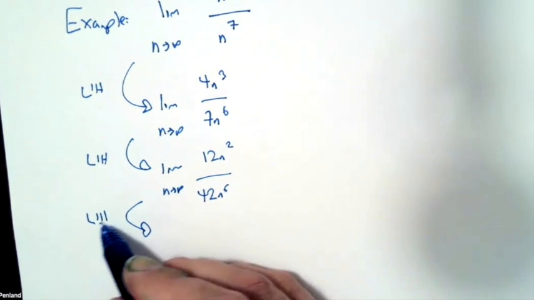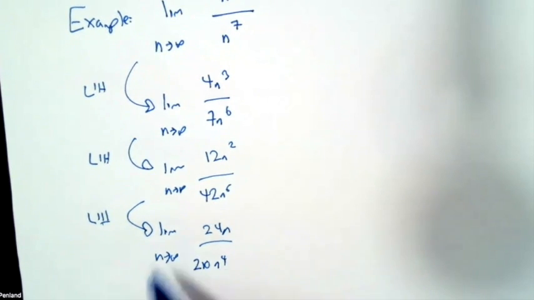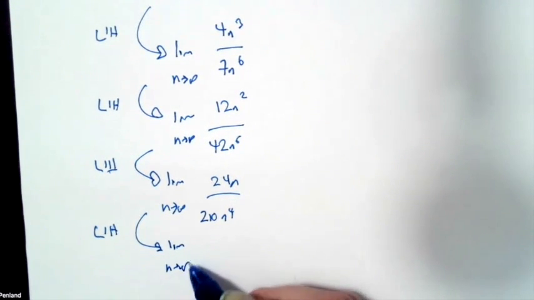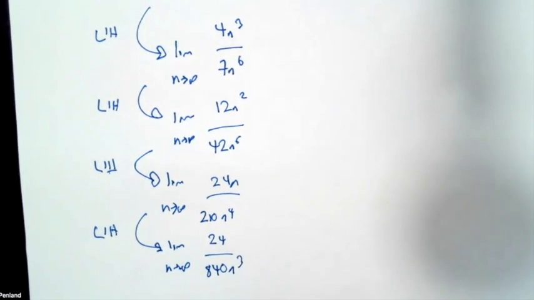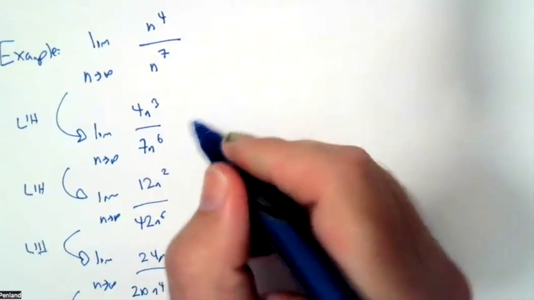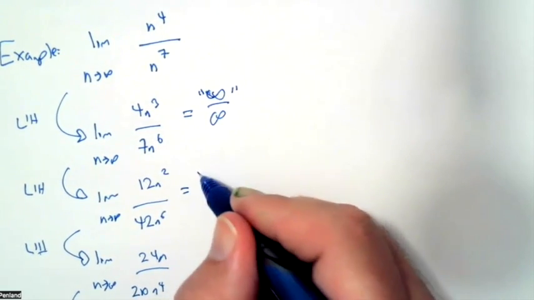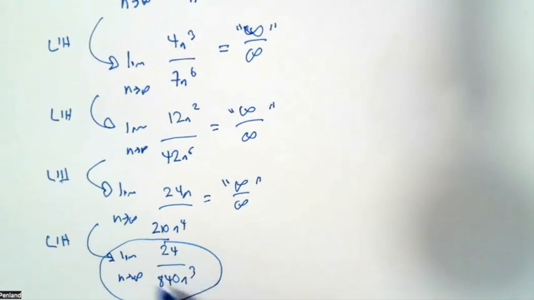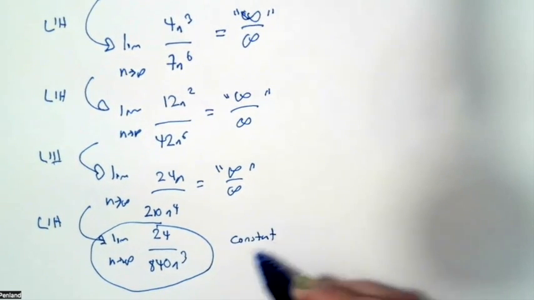So I apply L'Hopital's rule again, and I get limit as n approaches infinity of 24n over 210n to the 4th. I apply L'Hopital's rule again, and I get limit as n approaches infinity, 24 over 840n cubed. Be careful, because here you should stop. Each of these before was of the form infinity over infinity when you took this limit as n approaches infinity. But now when you go to this last one, it's not of the form infinity over infinity. It's of the form constant over infinity.